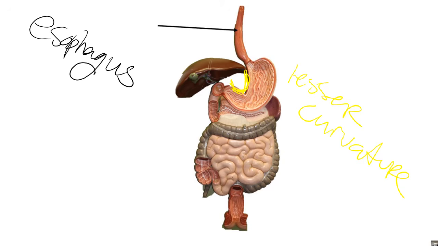I might point to this and ask you what membrane attaches here, and that would be the lesser omentum. Or I could just say, identify this part of the stomach: lesser curvature. And then there's also this larger curve on the other side of the stomach, and that would be the greater curvature. And the membrane that goes from it, greater omentum.